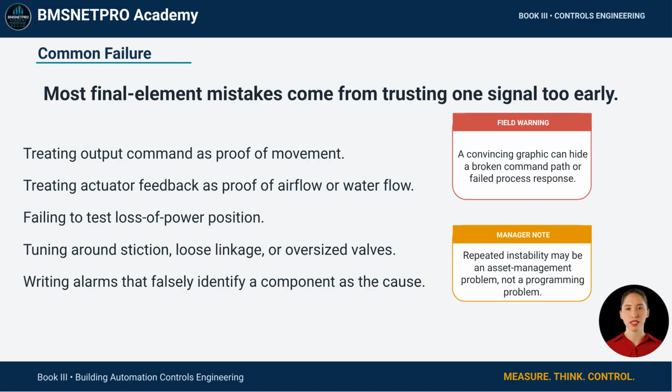The common failure is trusting one signal too early. A command does not prove movement. Actuator feedback does not prove flow. A drive running status does not necessarily prove the fan is moving the required air. Another mistake is tuning around mechanical defects, stiction, loose linkage, oversized valves, failed dampers, or manual overrides.